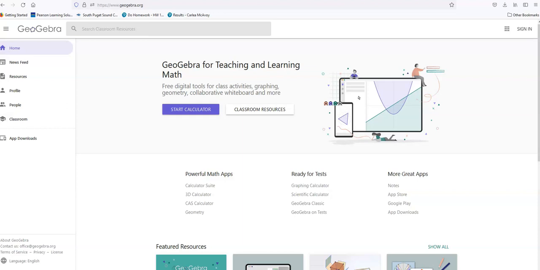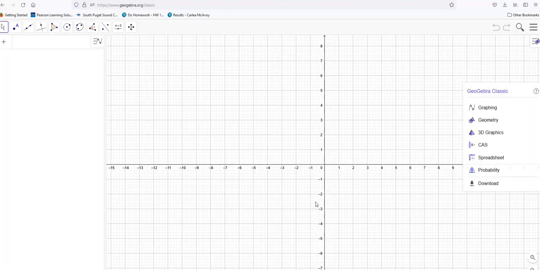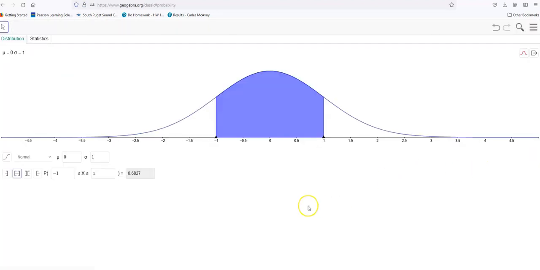Hi, I want to look at a slightly different example using GeoGebra in probabilities. And that is, what if you're asked to find something that's in the middle probability, like right here we're showing from negative 1 to 1 is 68%.